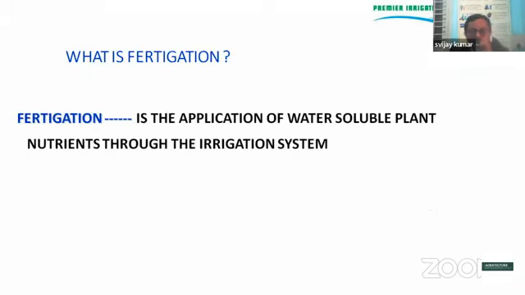So now the next thing is, what is fertigation? Fertigation is nothing but the application of water soluble plant nutrients directly through the irrigation system. Every word here is important. Water soluble nutrients, because today a lot of farmers are doing what we call organic farming, and they're applying fertilizers which are not water soluble. In this connection, I will be giving you the list of the fertilizers that can actually be applied.